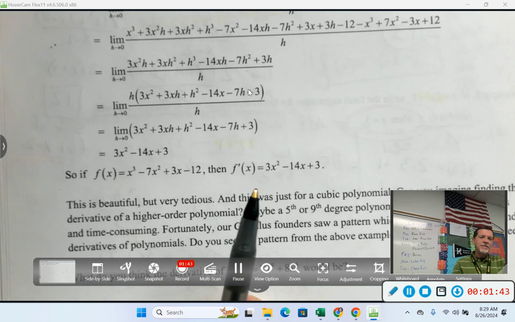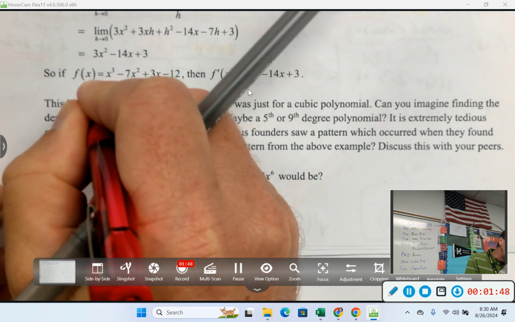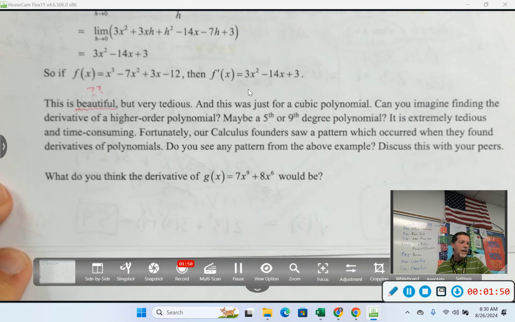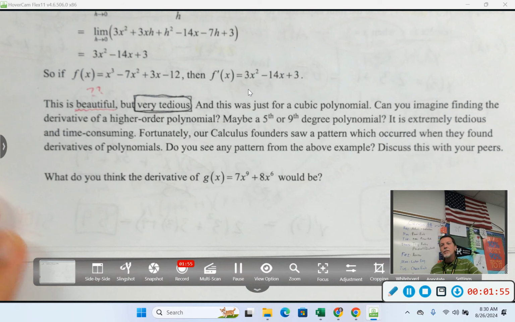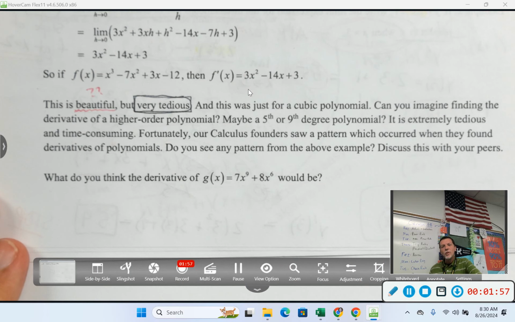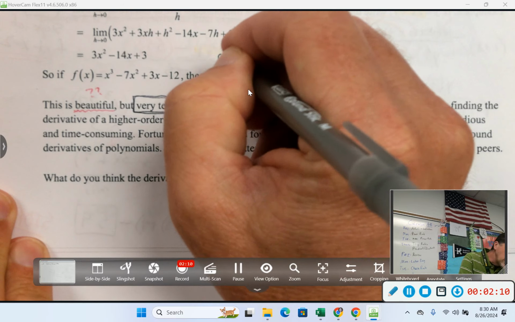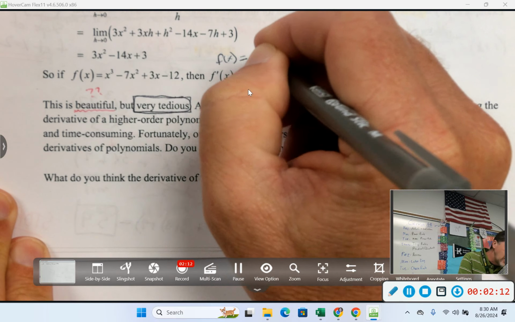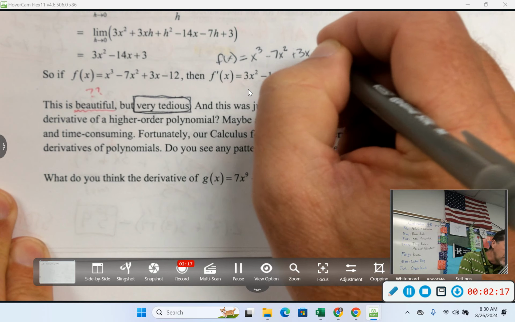So, you might disagree with this characterization. This is beautiful. Like, is it? But it is definitely very tedious. And that was just a cubic. So what in the world, if you had a 5th degree or a 9th degree, that would be awful and time consuming. But there's a pattern that happens. And let's back up a little bit here. F of x was x cubed minus 7x squared plus 3x minus 12.